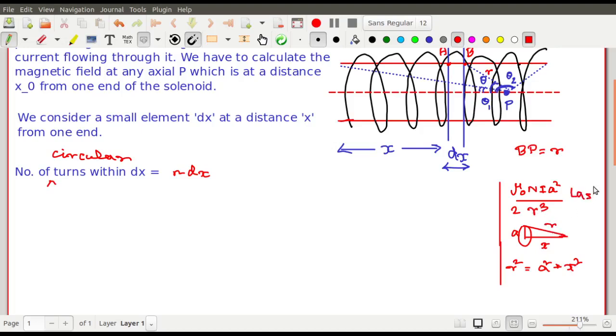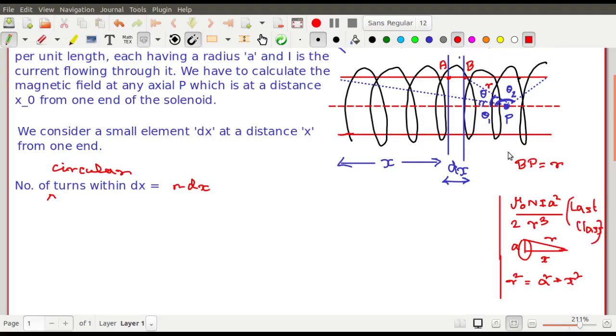This expression I have obtained from the last class, and in today's class I will be applying this, because in the small element dx that I have considered, you have many number of circular turns. This diagram I have drawn the turns spaciously, আমি তো টার্নস গুলোকে অনেক স্পেস দিয়ে ড্র করেছি, but in the actual diagram there is not that much space. They are very dense, একটার উপর একটা যাচ্ছে.